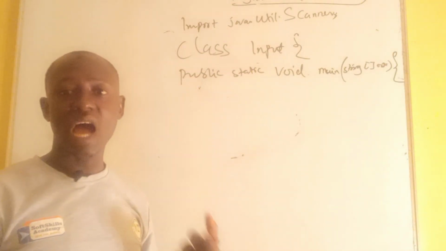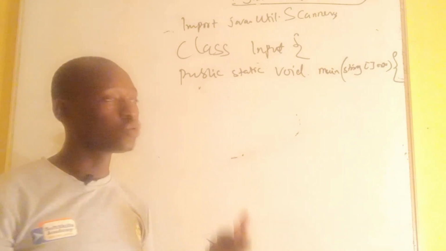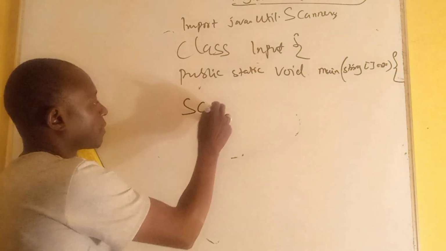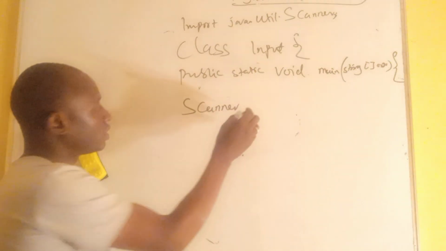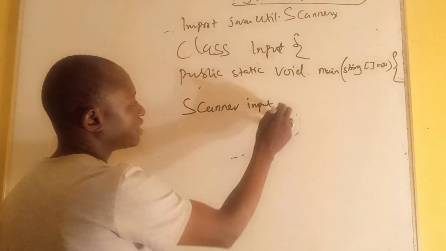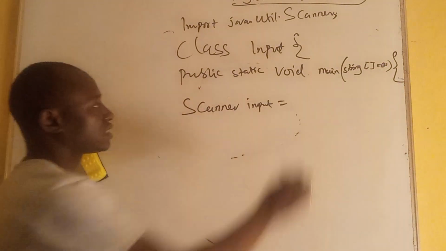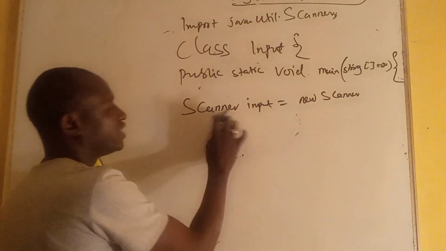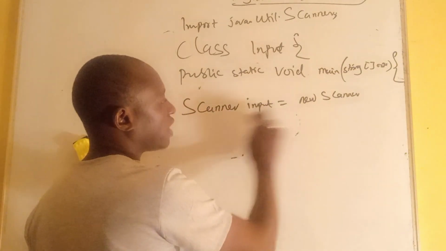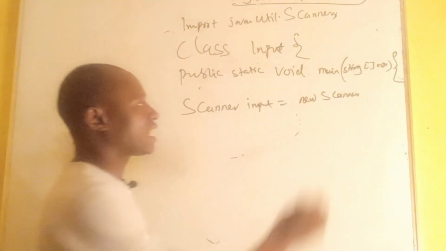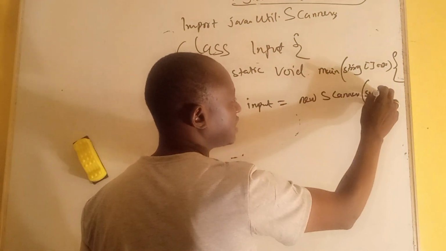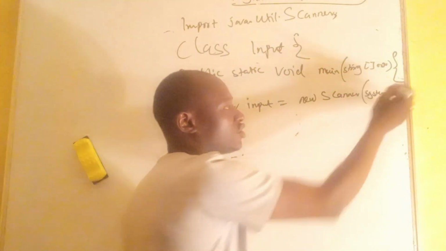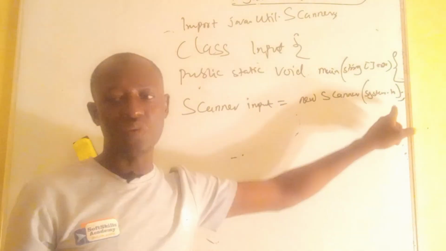Now what you're going to do is create an input object, a Scanner object, by writing Scanner input equals new Scanner. This is the name of the scanner, and you're making it as a new Scanner with System.in, System input. Then you end your statement with a semicolon.